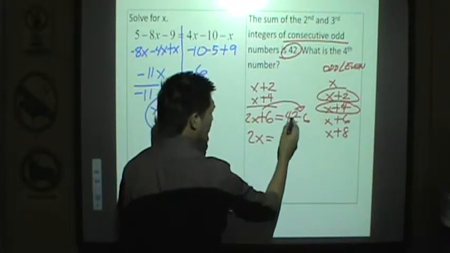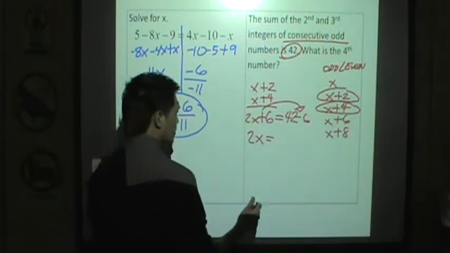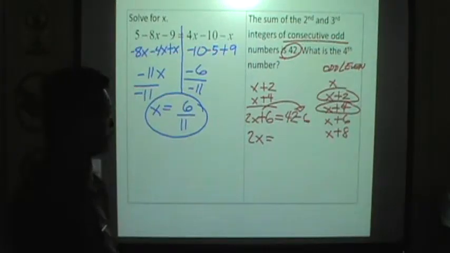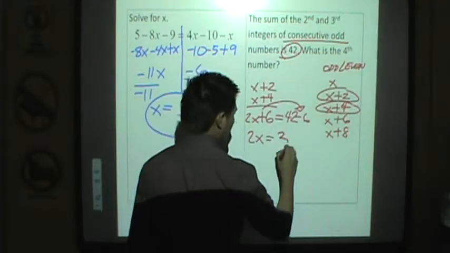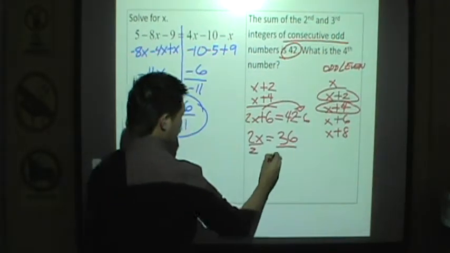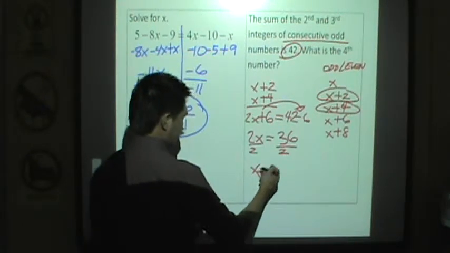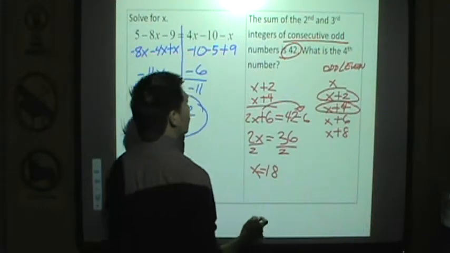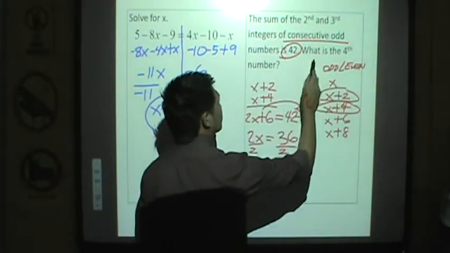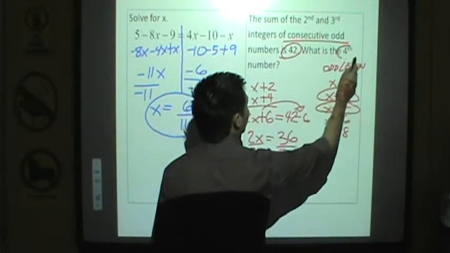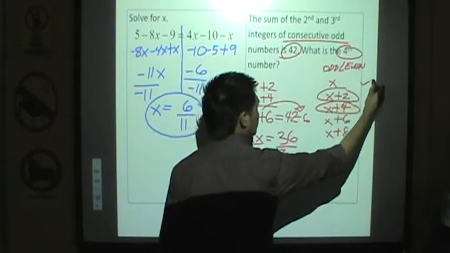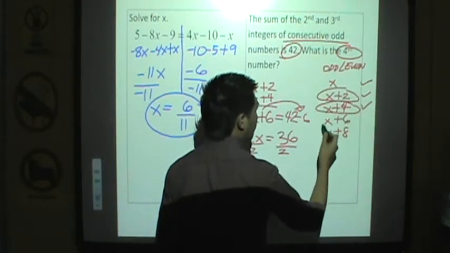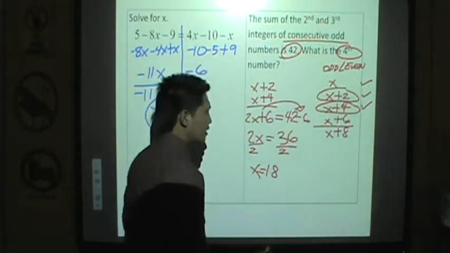2x equals 42 minus 6 is, using your mental math, 42 minus 6 is 36. Then divide both sides by 2. X equals 36 divided by 2 is 18. Now, 18 is the first number. So here, what is the fourth number? This is your first, second, third. Here you go. Your fourth is x plus 6.